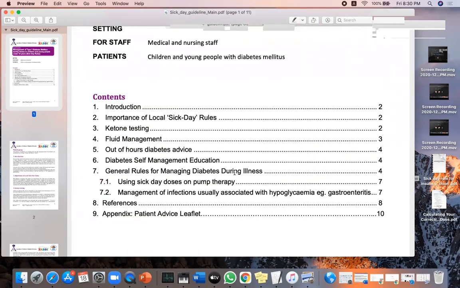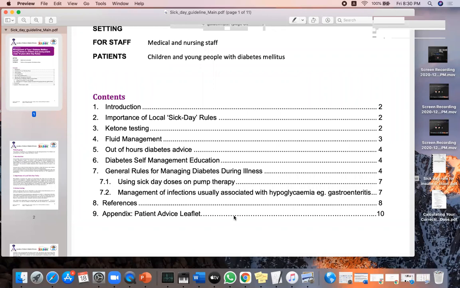This is the content. This is an 11-page guideline, an excellent guideline. I'll share this in our Facebook group and also in our WhatsApp group after the class. Don't worry about that, these are free for all.